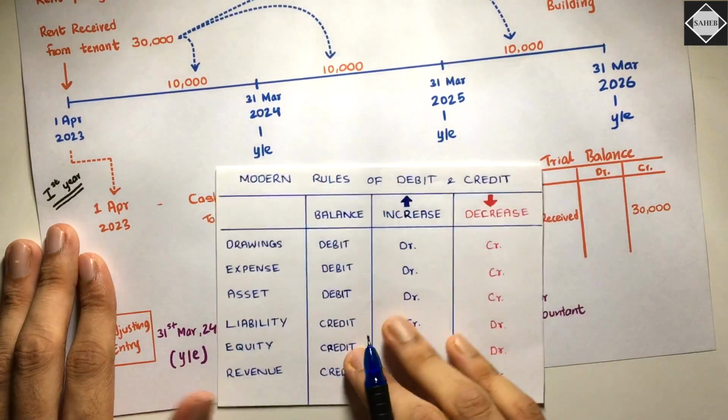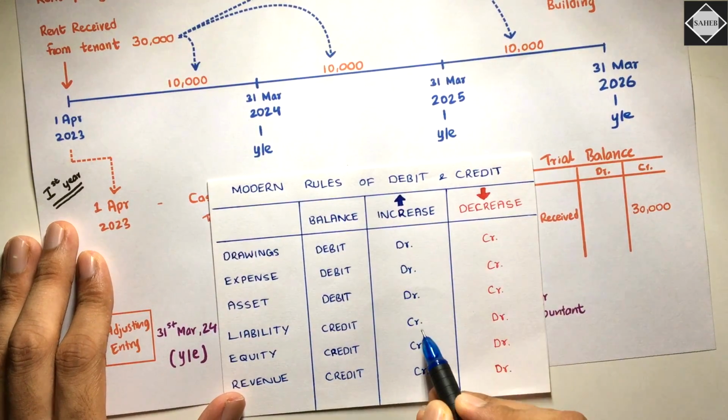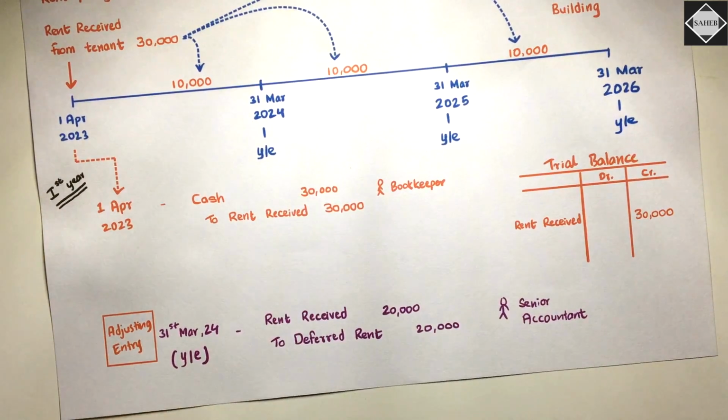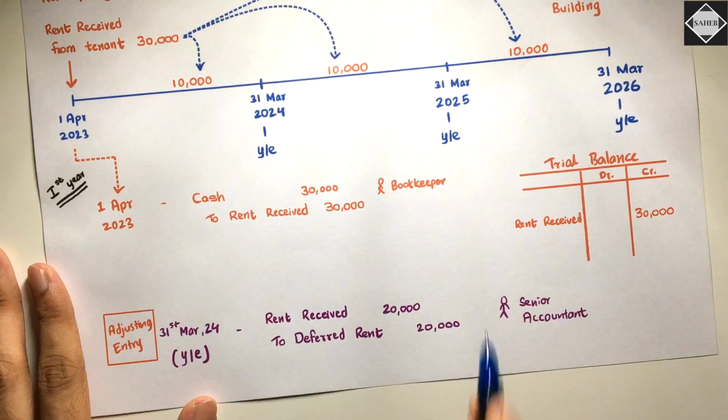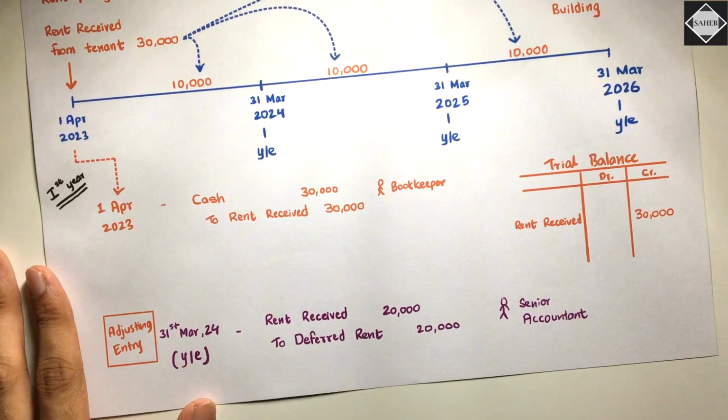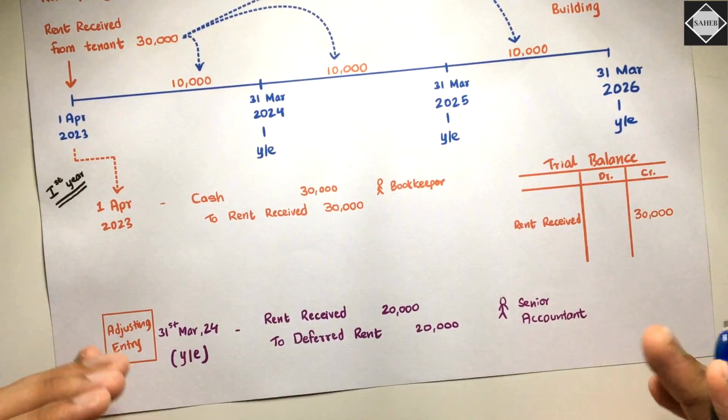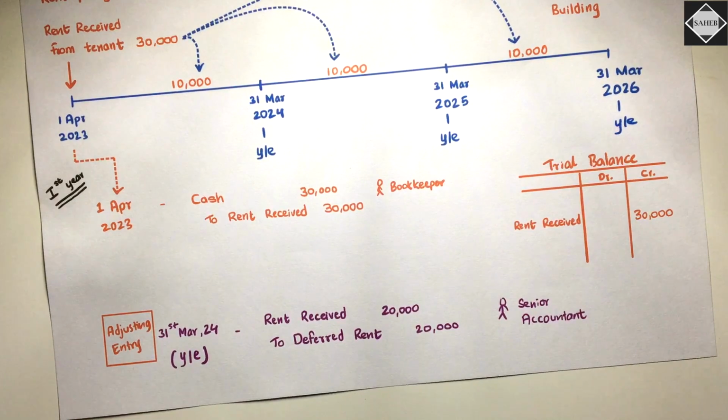Deferred rent is a liability. Liability has a credit balance. To record it, you have to credit. You have to understand all the rules. This entry you understood will be passed by the senior accountant. After this, what will happen? The senior accountant will prepare the financial statements.